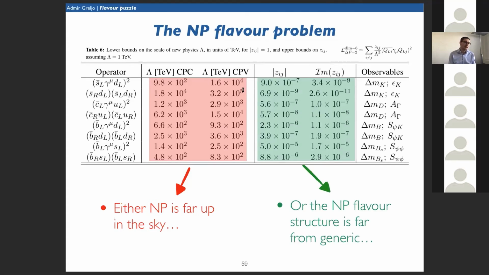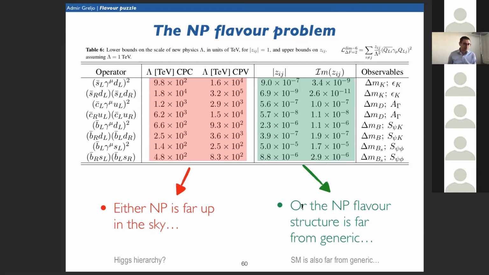And the other option is to say, okay, new physics is at the TeV scale. So I fix lambda to be a TeV, and then see what is the limit on the coupling. And then you see that the couplings should be very small. So the second way to interpret this is to say that new physics is not far away, it's close, but the flavor structure is far from generic. So there are these 2 different ways you can interpret the current data.